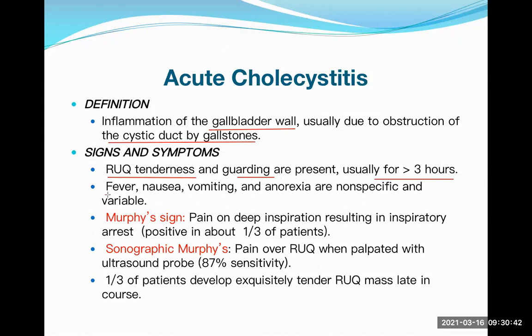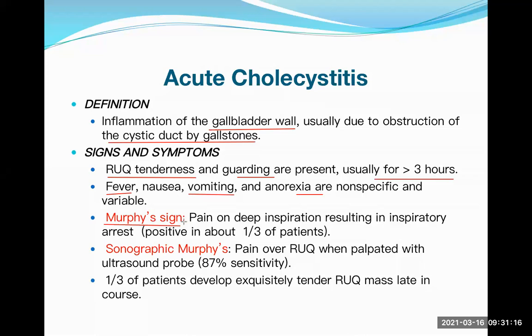Now see here, patient may complain of fever, nausea and vomiting, very common, and anorexia. These are quite non-specific features because they may present in so many other conditions also. But if fever, nausea, vomiting, and anorexia are present along with right upper quadrant tenderness and guarding, then we can clearly think about acute cholecystitis. Now, Murphy's sign is a very important clinical finding in case of acute cholecystitis.